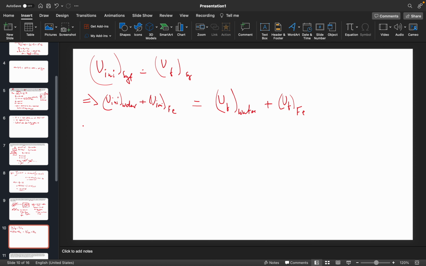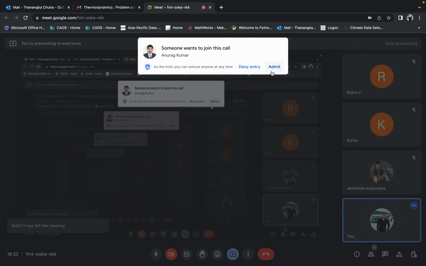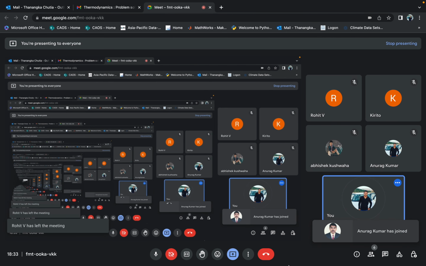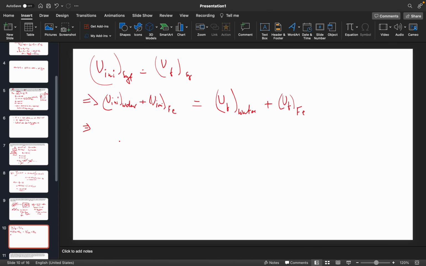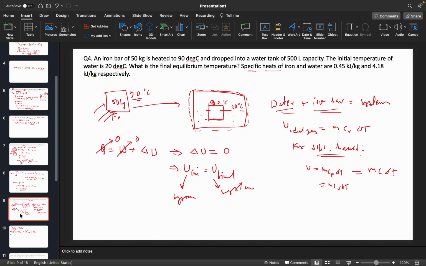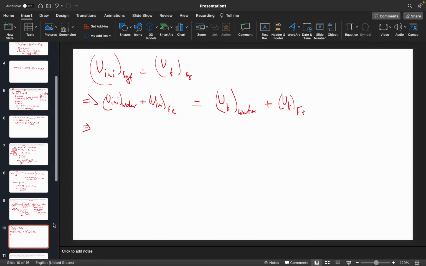Now, the expression for U is simply M into C into delta T, or what you can say is the change in internal energy, and you can write it as M into C into T. Now we require the mass. So the mass of iron is given as 50 kg.